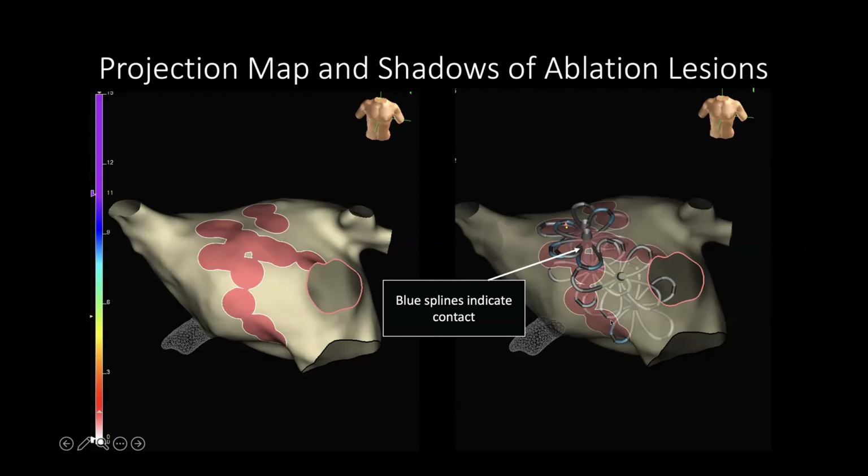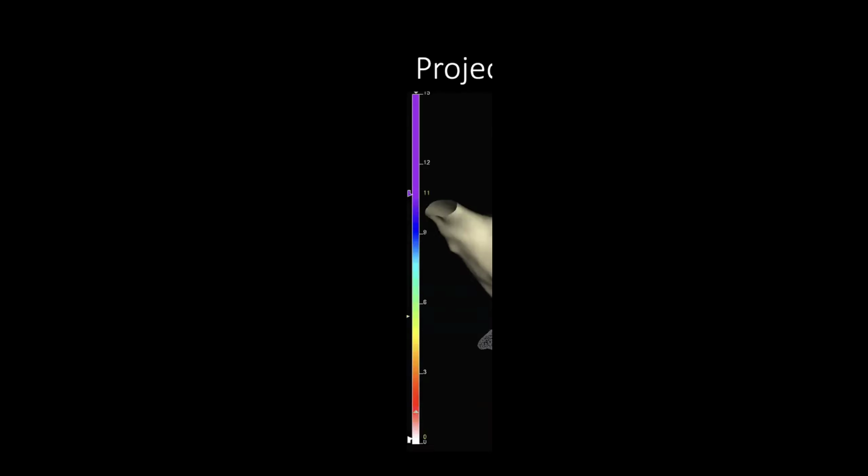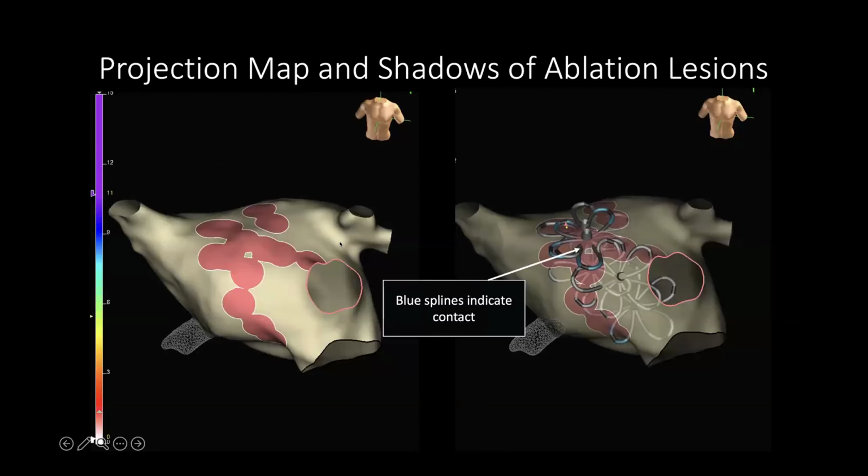Yeah, great case, Alejandro. This is Jeff. Where on this polar map would be the AV node, just because you're doing your PFA? I don't know if it's easy to see on there or not.